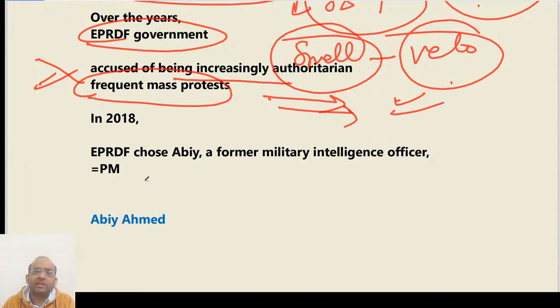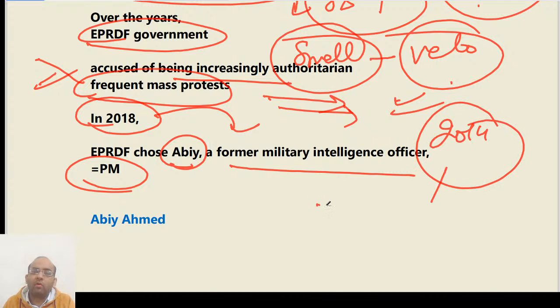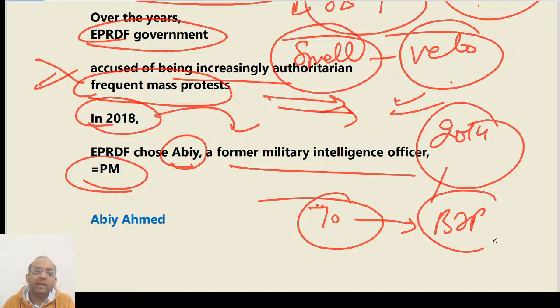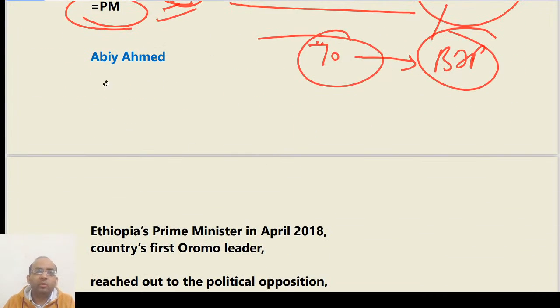Similarly, this kind of mass protest was faced in this government. Then in 2018, finally, there was a transition of power where Abiy, a former military officer, was chosen as PM. Just like in 2014, there was a transition of power from Congress to BJP. Congress, which had ruled the country for more or less 70 years, shifted power to BJP. Similarly, the ruler who had ruled Ethiopia for more than 25 years has now given the power to a new leader, that is Abiy. And now, Abiy Ahmed, who is Abiy Ahmed?